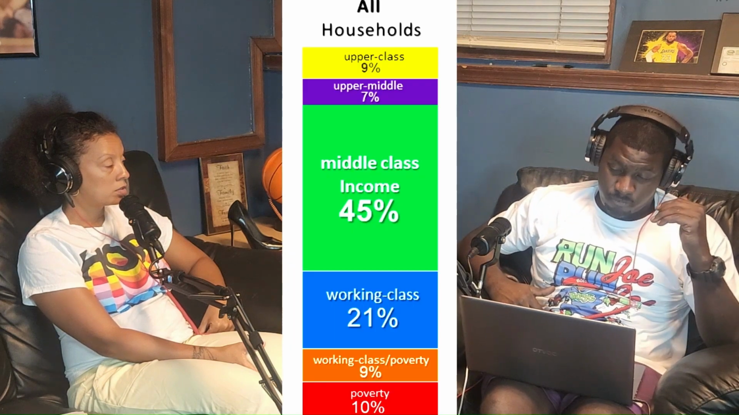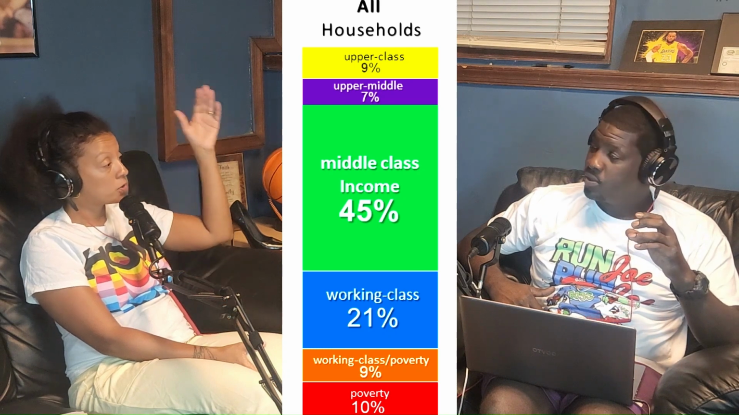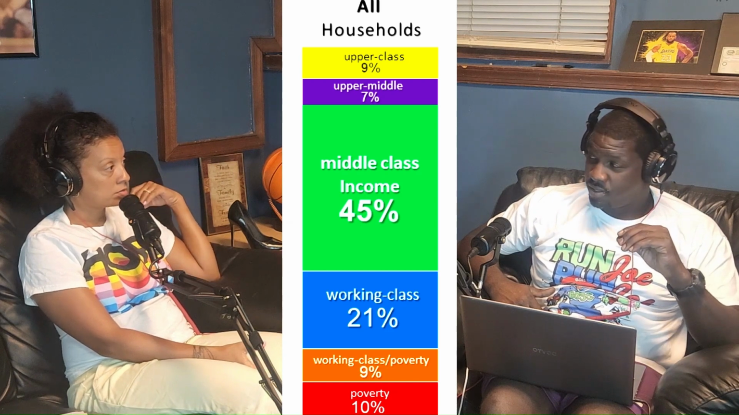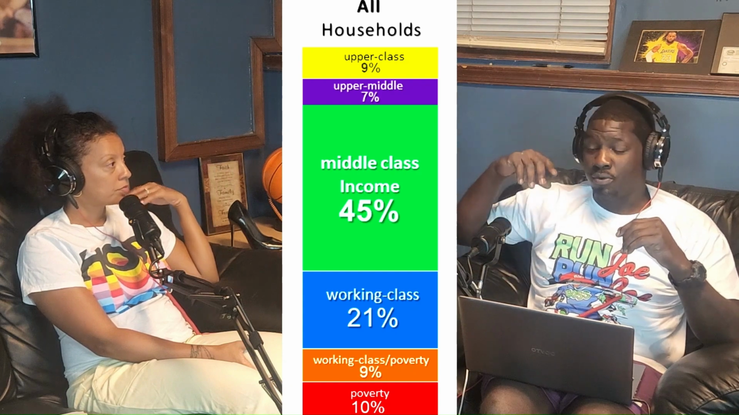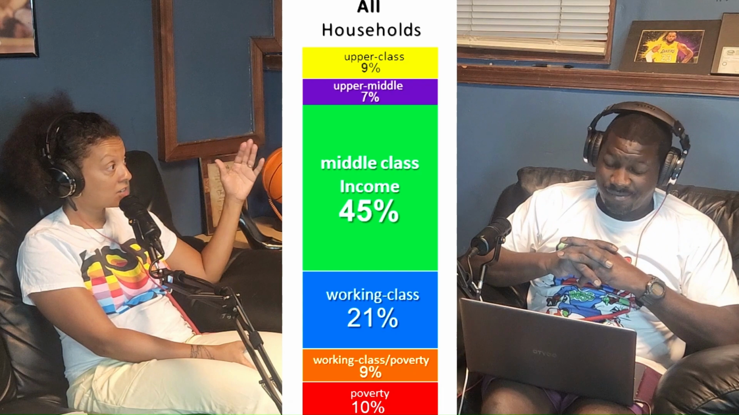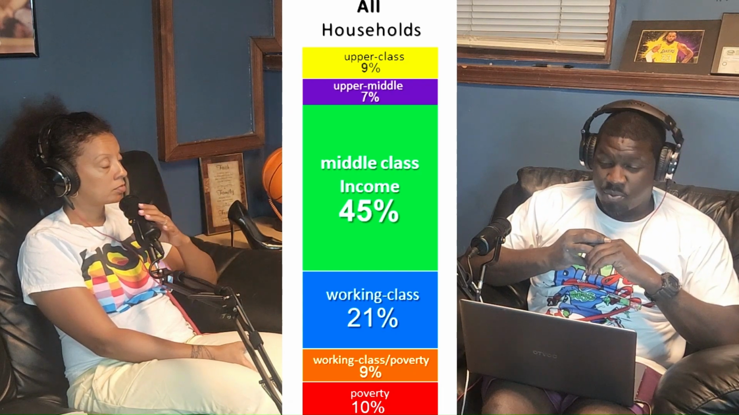So this is not the black household. This is all households. So we're gonna go upper middle class down to the poverty. The upper class is 9%. The upper middle class is 7%. And we was at 3 and 4, and they had 9 and 7. Their upper class is 9, higher than the upper middle class.